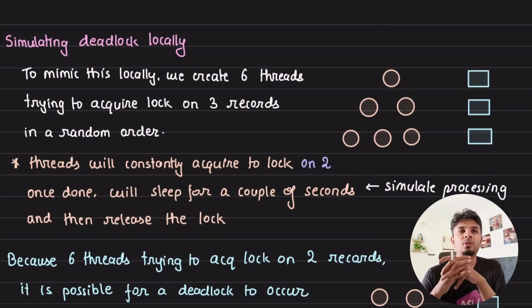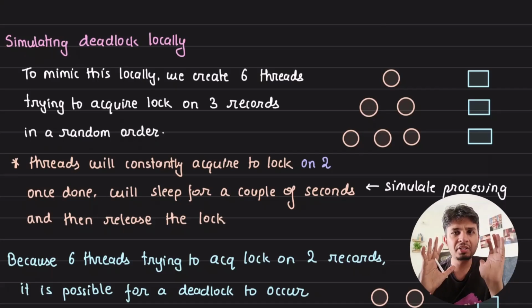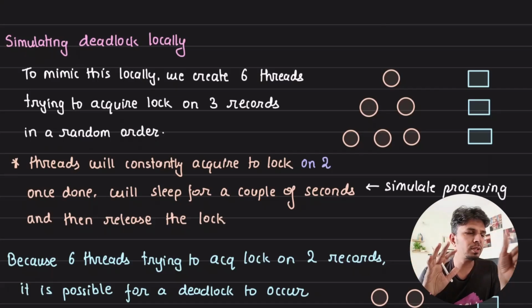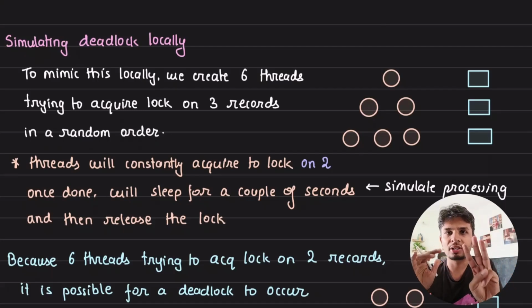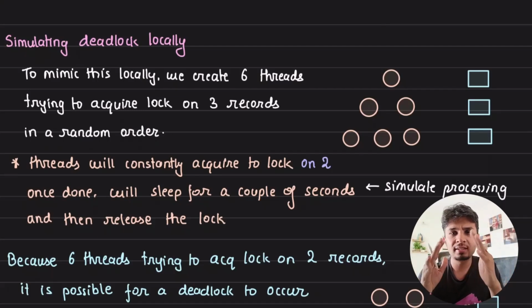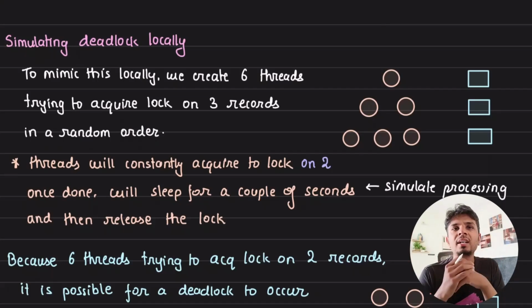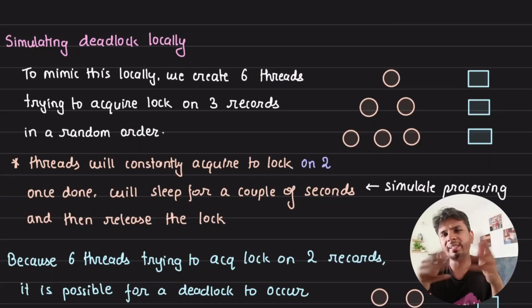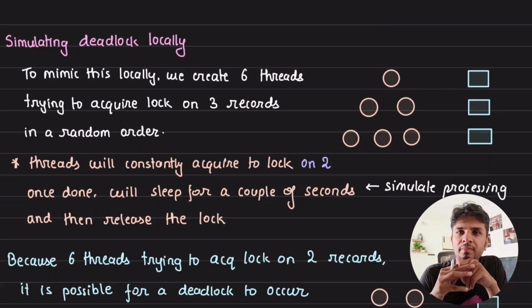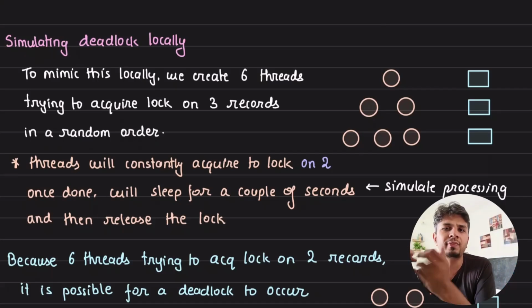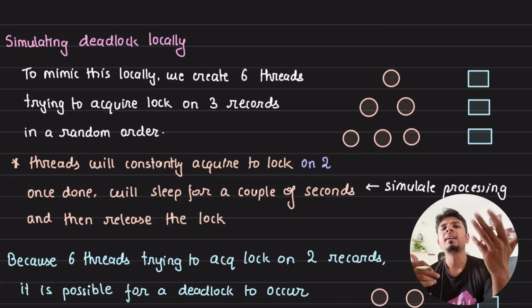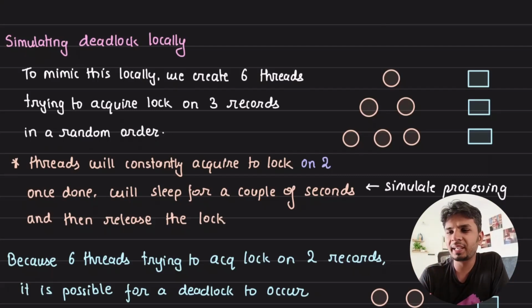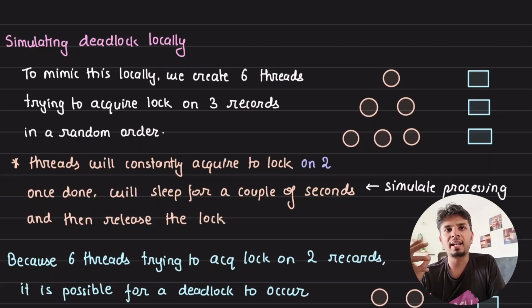So to mimic this locally, we create 6 threads, and we would try to acquire locks on 3 records. Imagine this is a database. The 6 threads are 6 transactions that are trying to acquire locks on 3 records, which are 3 rows. And let's say they try to acquire locks in random order. Depending on the SQL query that is fired, it could be in some particular order, but let's assume we do it in random order, because at the end we care about simulating the deadlock and not actually replicating it.